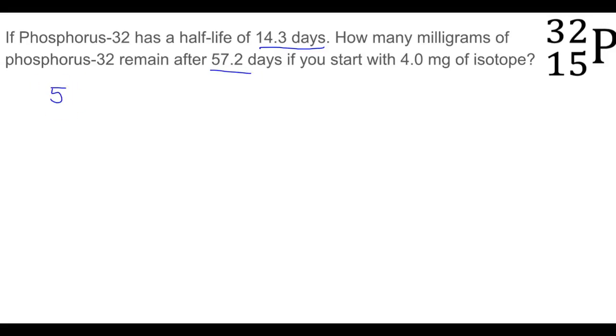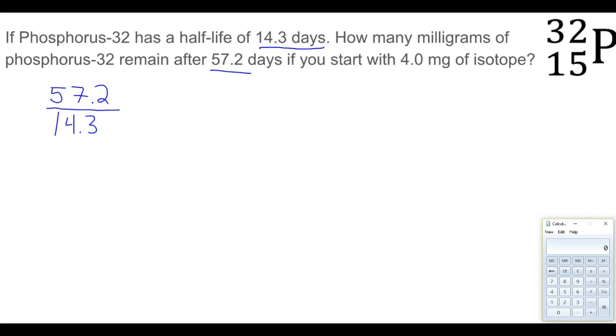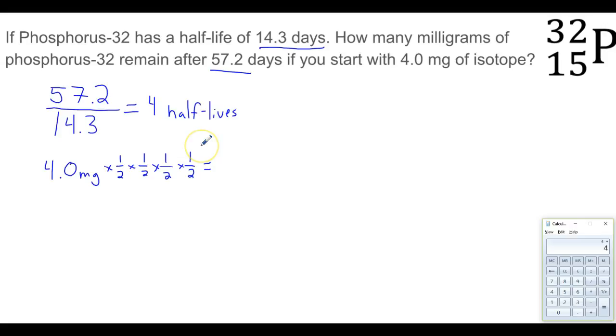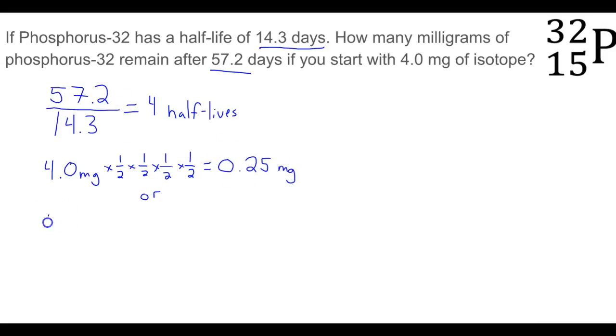So first thing I notice is the 14.3 days and the 57.2 days. So I have 57.2 divided by 14.3. Let's figure out what that is going to calculate out to. That's going to be exactly 4 half-lives. So I know I'm going to start with 4 milligrams, and I'm going to take half of that 4 times. So 4 times 1 half times 1 half times 1 half times 1 half. That is going to work out to be, plug that in, I'm going to get 0.25 milligrams.